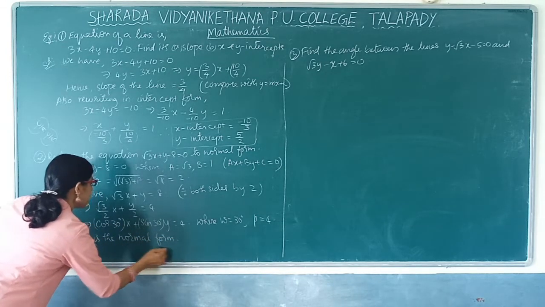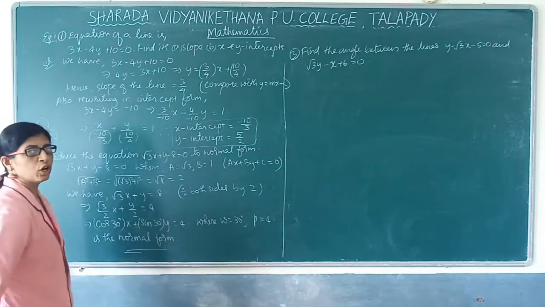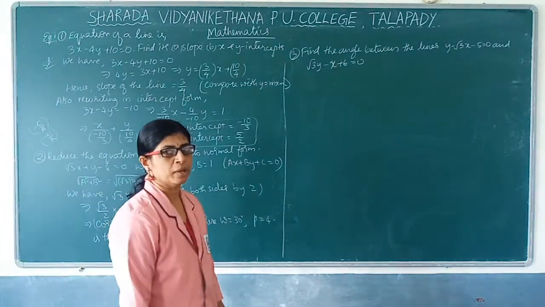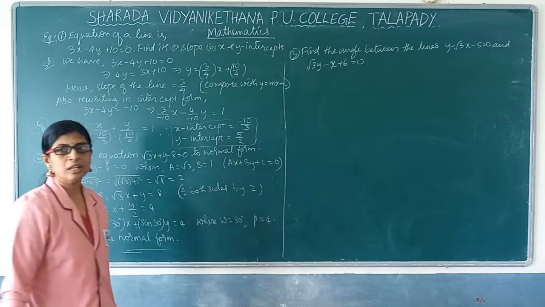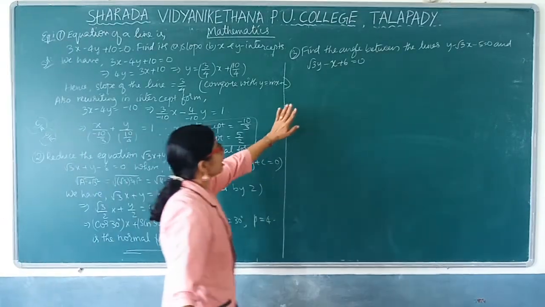You have to make the angles equal. Here and here you should not have different angles. It should be same. Like that you have to write it in the normal form. Next we will go to the last question.